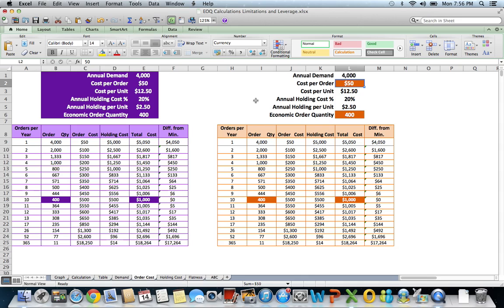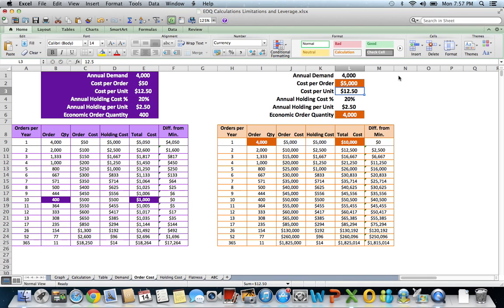But let's just say instead of $50 to place an order, it was $20 to place an order. Now your EOQ of 400 has become 253. Notice the relationship: we originally had a $50 order cost. The more expensive the order is, let's say it's $5,000 to place an order, just to be extreme, we'd only place one order a year, because why would we want to spend $5,000 every time we're going to buy something?